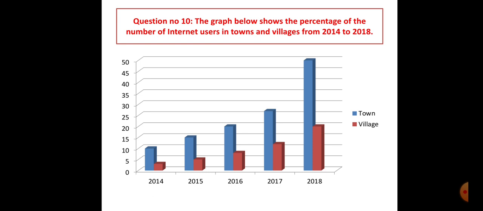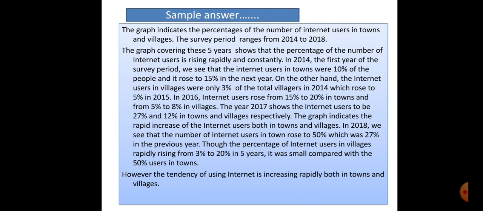The blue color represents the town, you can see, and the red color represents village. You can see the percentage shows that the smallest part of the percentage is 3%, not more than 3%, and the biggest part of this statement is 50%. So let's have a look at these sample answers. Yes, here we have the sample answers.